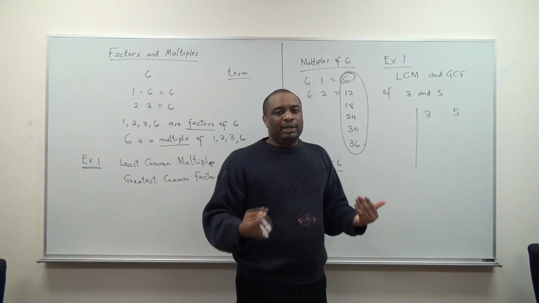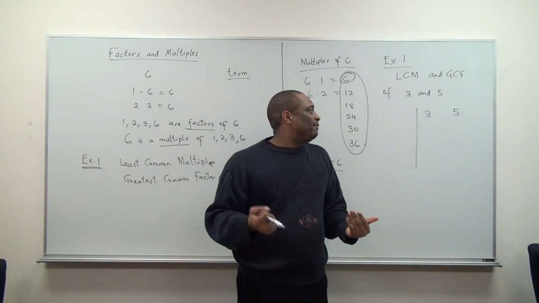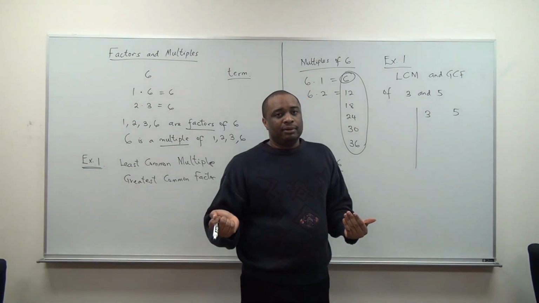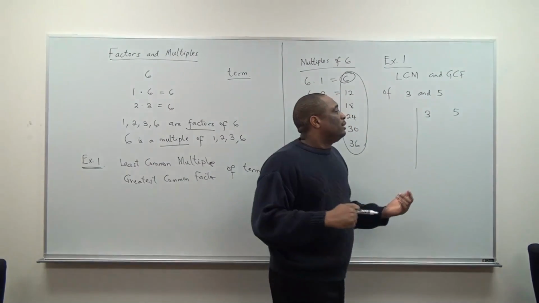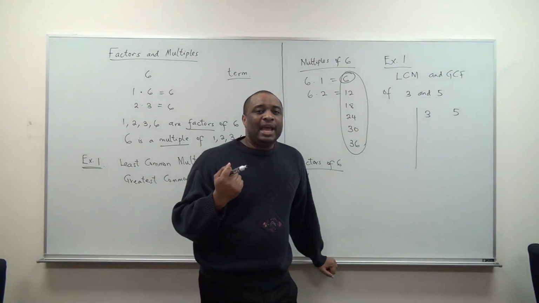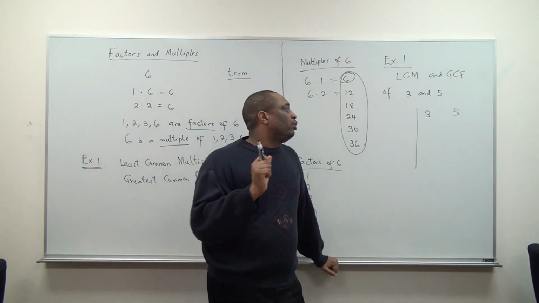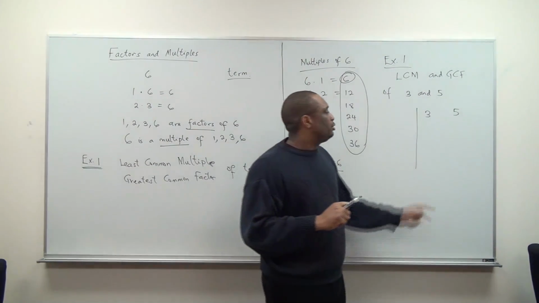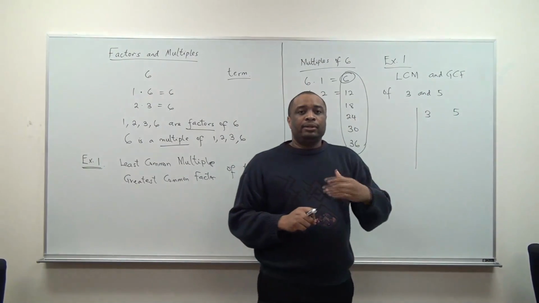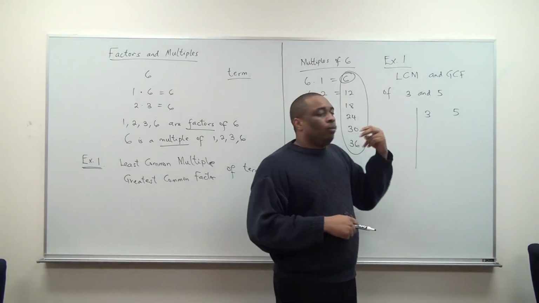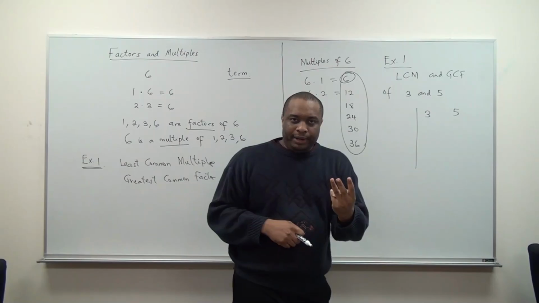3 divided by 1 is 3. 5 divided by 1 is 5. Or you can say 1 divided 3 is 3, 1 divided 5 is 5. So we are not making headway. So we start with 2. 2 divided 3 will give a remainder. 2 divided 5 will give a remainder. So 2 is off. We try 3.